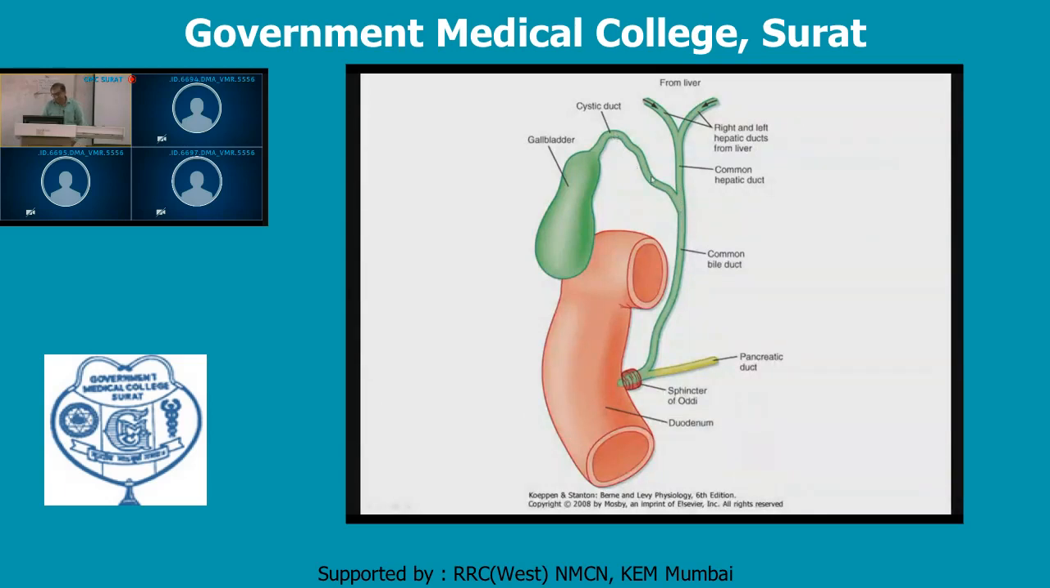So this is about the cystic duct that continues from the neck of this gallbladder, descends backward and towards the left, and after coursing roughly 3 centimeter, ends by uniting with the common hepatic duct at the acute angle, forming the common bile duct.